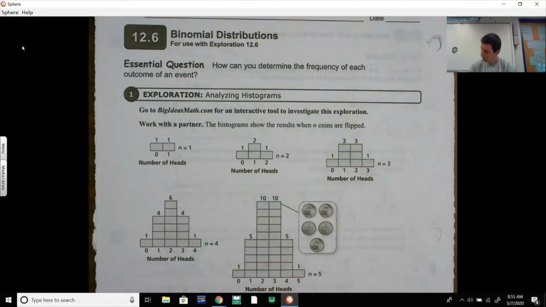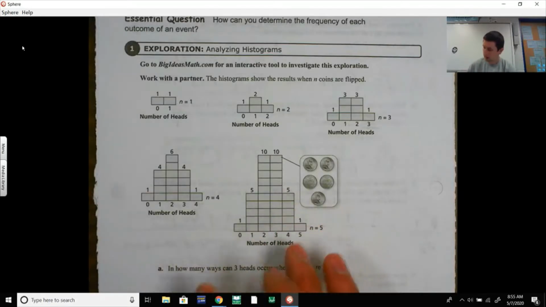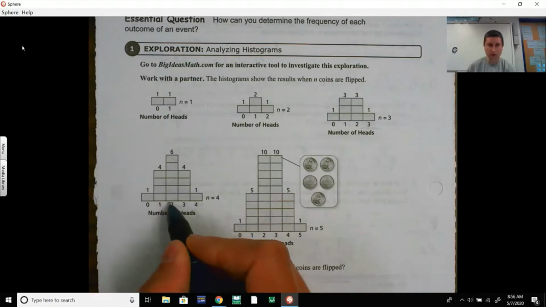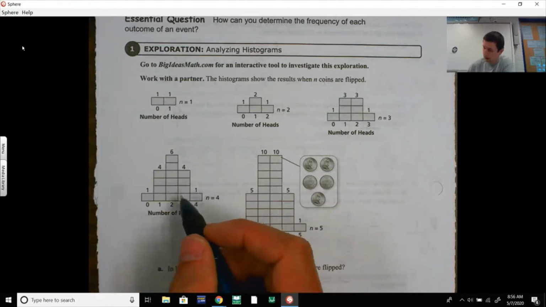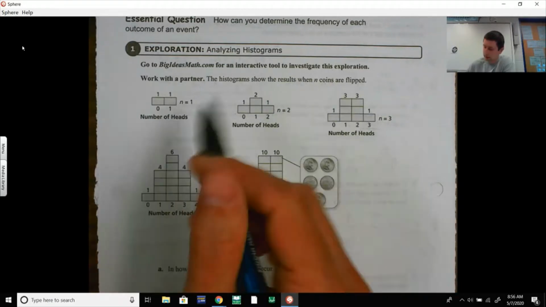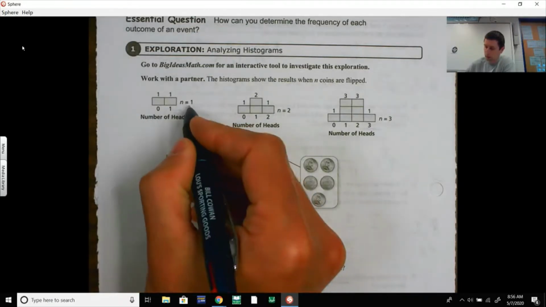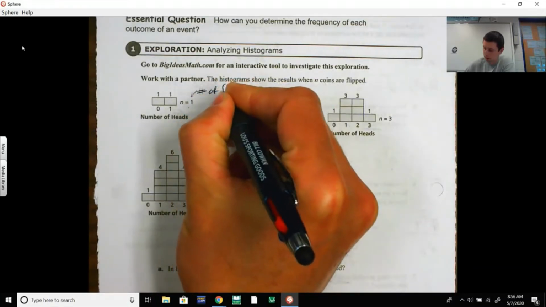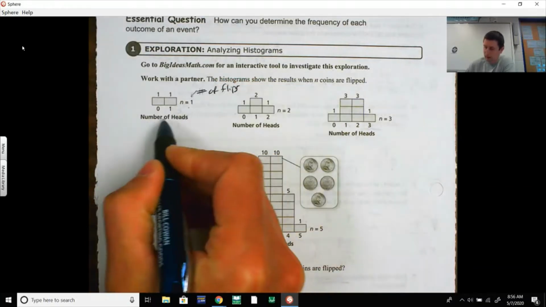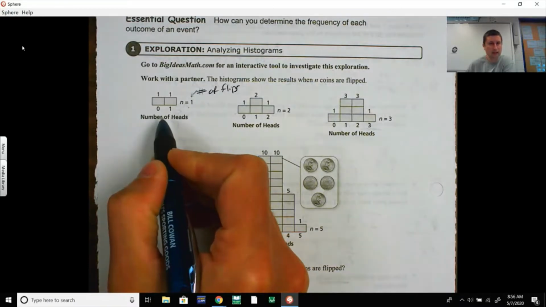So the essential question here is, how can you determine the frequency of each outcome of an event? So what we're starting with here are histograms, because these are intervaled next to each other. They look like bar graphs, but they're having a coin and they're flipping it. And so they're saying, we're going to flip the coin one time. So this is the number of flips, and they're tracking how many heads we can get.